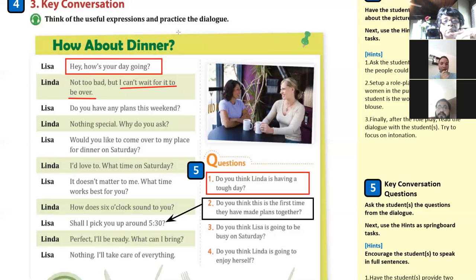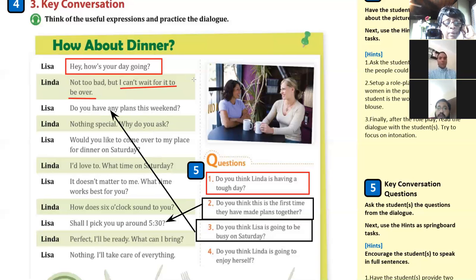I think Lisa is going to be busy on Saturday. Well, I think she's going to be free because in the dialogue she's the one who suggested to come. That's correct. She's asking Linda if she has any plans, which means she doesn't have any plans. Excellent. Okay. Always, can you do number 4?